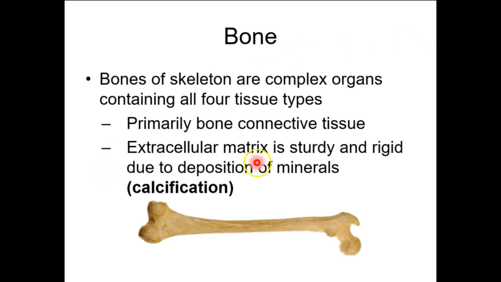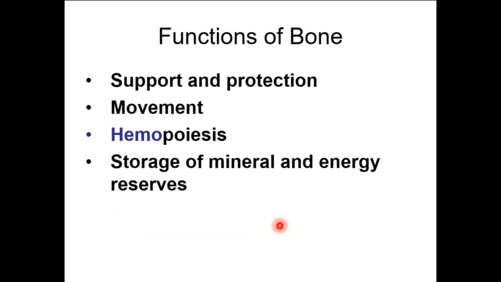Again, you know that the extracellular matrix in bones is rigid due to calcification. It's not just calcium. We're going to need some phosphate. We're going to need some organic molecules to create the structure of the bone. It's there for support, protection, movement, storage of mineral and energy reserves, and hemopoiesis. What does the prefix heme mean? Blood. Good. So does anybody want to guess what this means? Production of blood, specifically blood cells. All of the cells of the blood are actually produced in your bones.